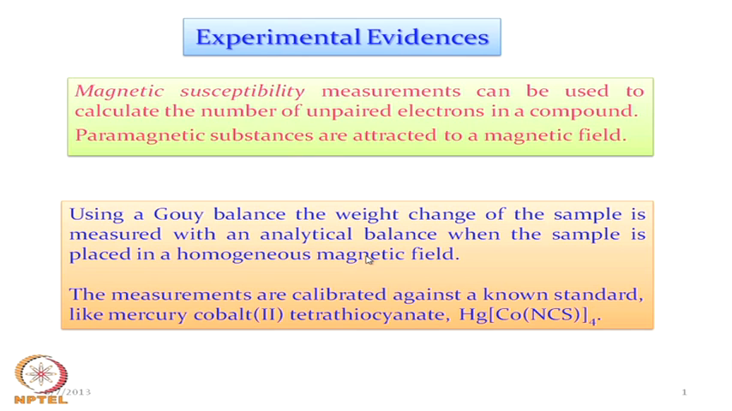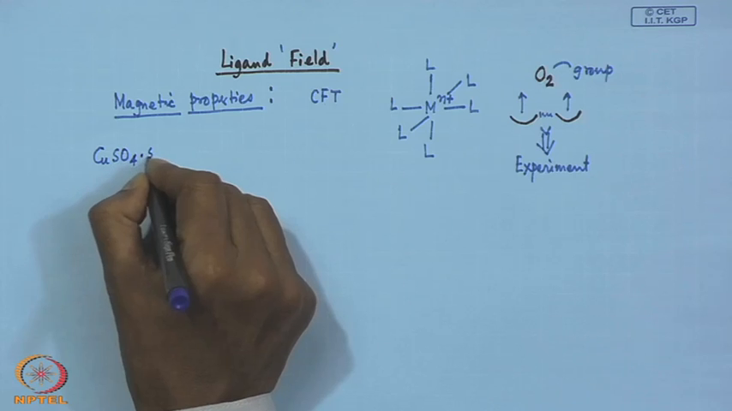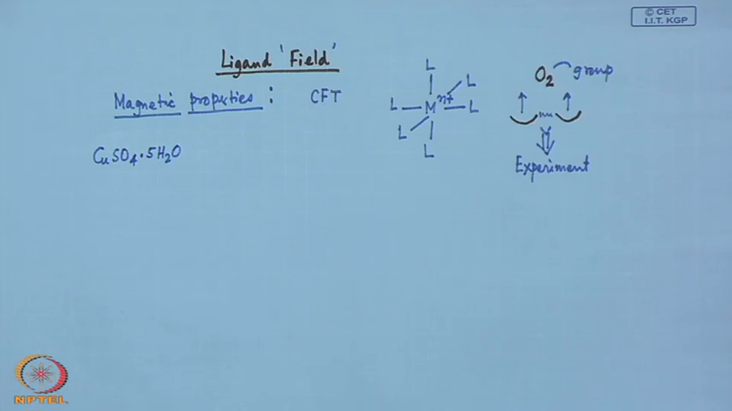So, we will use the analytical balance, and the sample is placed in a homogeneous constant magnetic field of a slightly high magnetic field value, say 1 Tesla to 10 Tesla, and whatever measurements we make can be calibrated against a known standard like mercury cobalt tetrathiocyanate compound, the tetrathiocyanate compound of cobalt, which has a fixed magnetic moment value as well as the corresponding molar magnetic susceptibility, that means the chi-m value. Also we can use copper sulphate pentahydrate in these two samples.